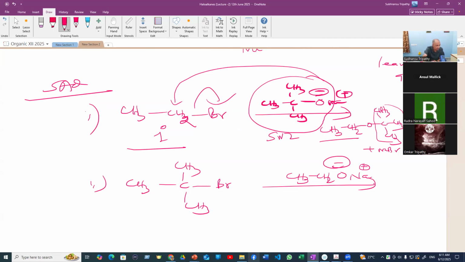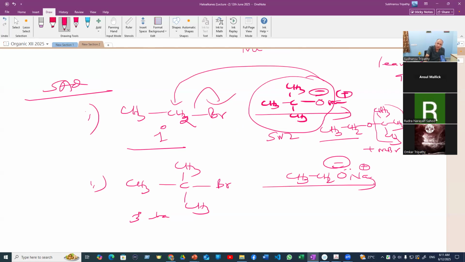Got it? Yes, sir. But since this is a 3-degree halide, you are taking a strong base, whether it is a bulky one or a thin one, doesn't matter. Had it been OH minus also, the same thing would have happened. But according to NCERT or some sorts, if it is aqueous, then it will go for substitution. No.